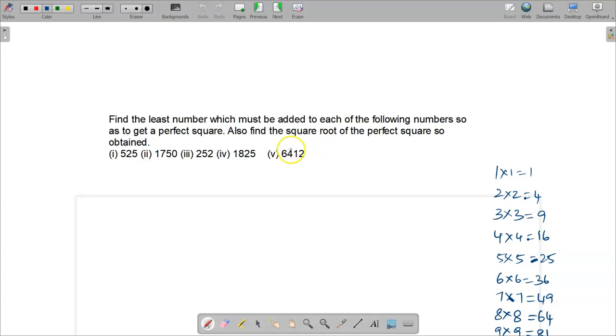So here they have given some numbers. These numbers are not perfect squares. For example, they have given 525. It is not a perfect square. So what we have to do is add some value to 525 to get a new number which is a perfect square, and after finding the perfect square, we have to find the square root of the perfect square also. So this is what we are going to do. Let me apply the long division method for the first problem.